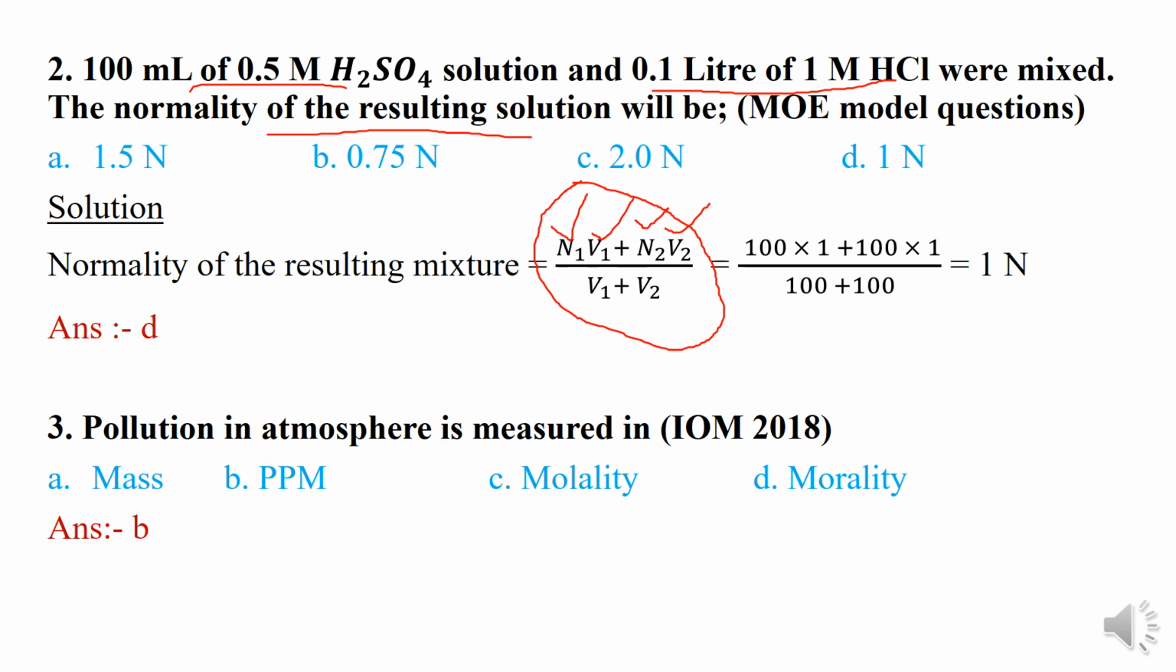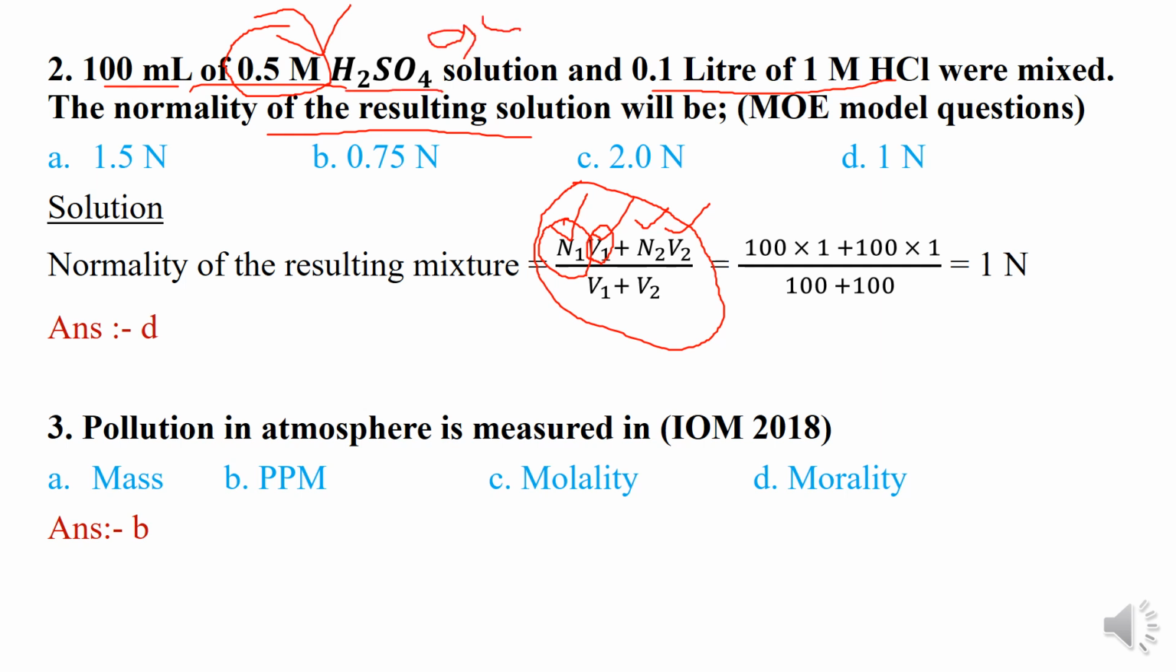Then 100 ml, so we have to put 100 in case of V1. Right? Then what is the normality of H2SO4? 0.5 molarity of H2SO4 is given. Then we have to convert this into normality. We have already discussed the relationship between normality and molarity. Normality into equivalent weight is equal to molarity into molecular weight. That is, normality is equal to molecular weight divided by equivalent weight times the molarity. And what is the molecular weight of H2SO4? That is 98.